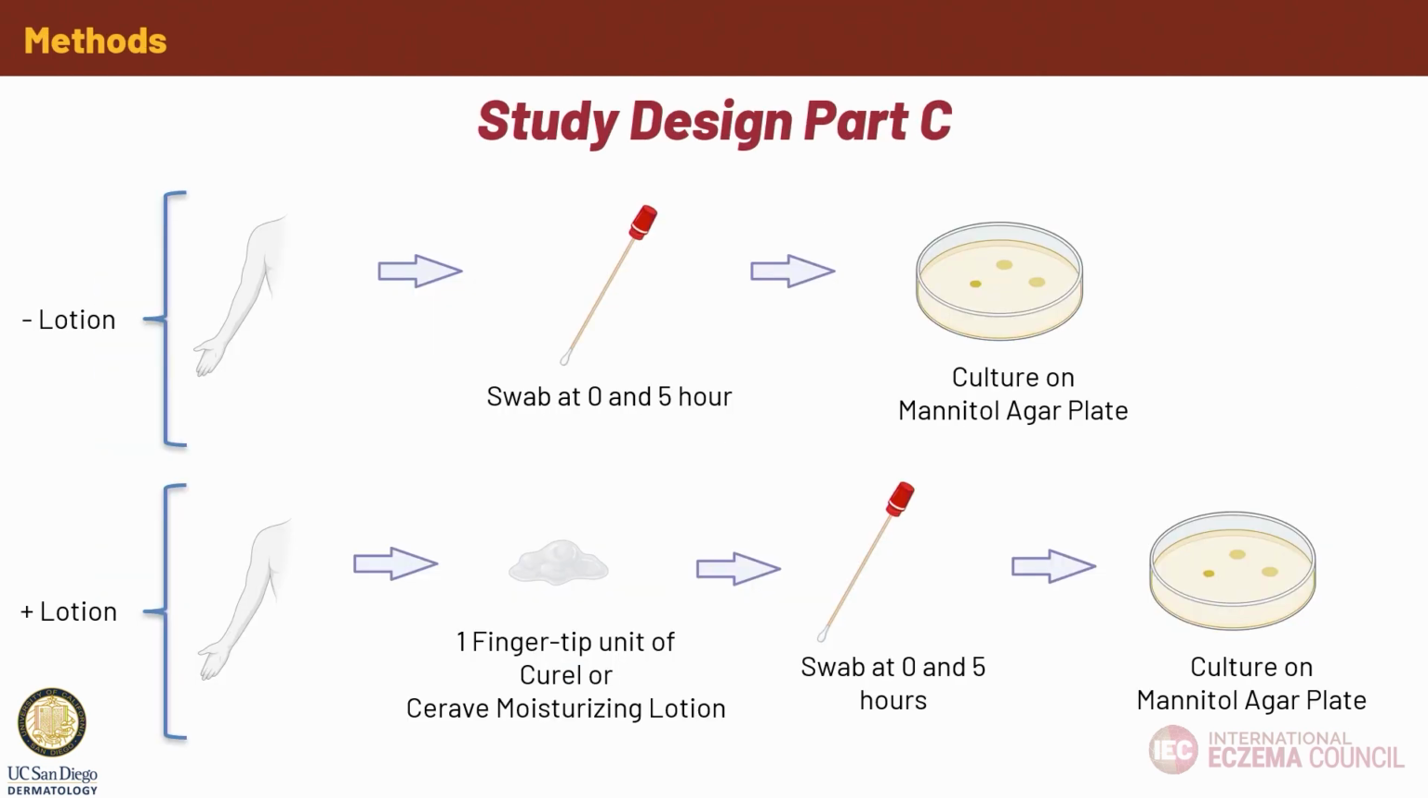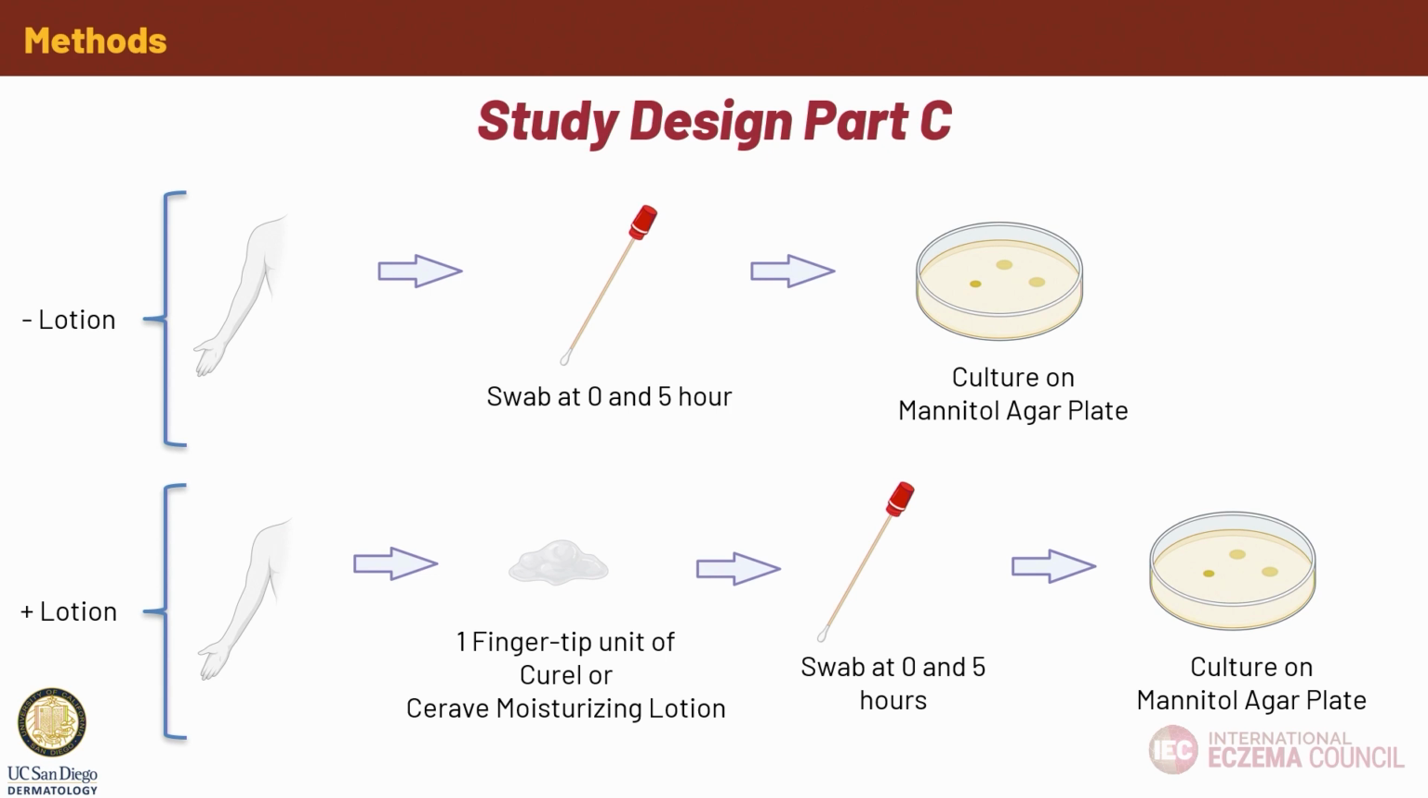And finally, in part C of our experiment, we sought to explore if moisturizers had an effect on the commensal bacteria on human skin. So for each patient, we identified a specific region of the body where we applied no lotion and swabbed at 0 and 5-hour time points, plated on agar plates. And another body site where we applied 1 fingertip unit of either Curel or CeraVe moisturizing lotion, swabbed at 0 and 5-hour time points, and then plated again.